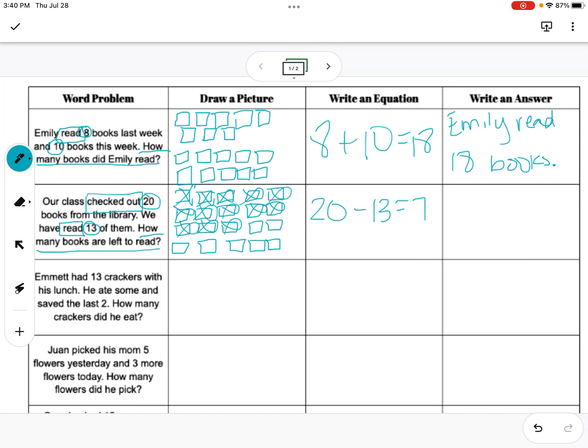So then when we answer that, at this point we've broken it down, we've identified our question, we've tried 2 strategies. Now we need to explain. So how many books are left to read? We have 7 books left. Okay, and we could expand that to left to read. At this point in the year, we're just trying to keep it basic as we start all these things.